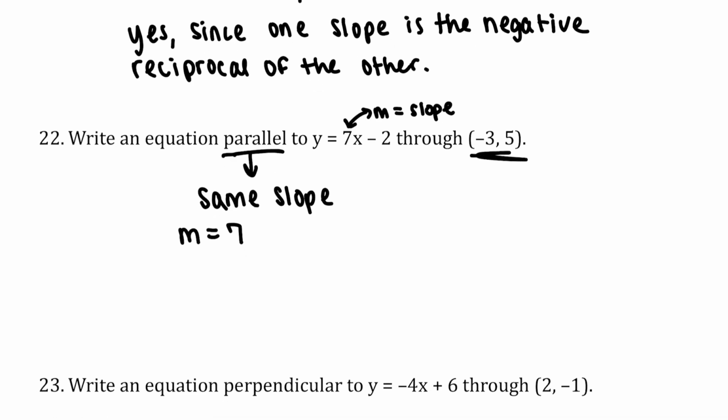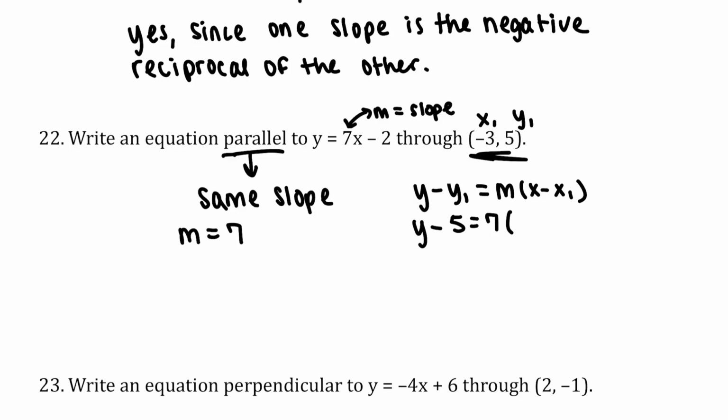So they gave us a coordinate. So they're really trying to get us to use point slope form once again. So that's x1, that's y1. So you have y minus y1 equals m times x minus x1. And I'm going to plug in. So y minus 5 equals 7 times x minus negative 3. So y minus 5 equals 7 times x plus 3.